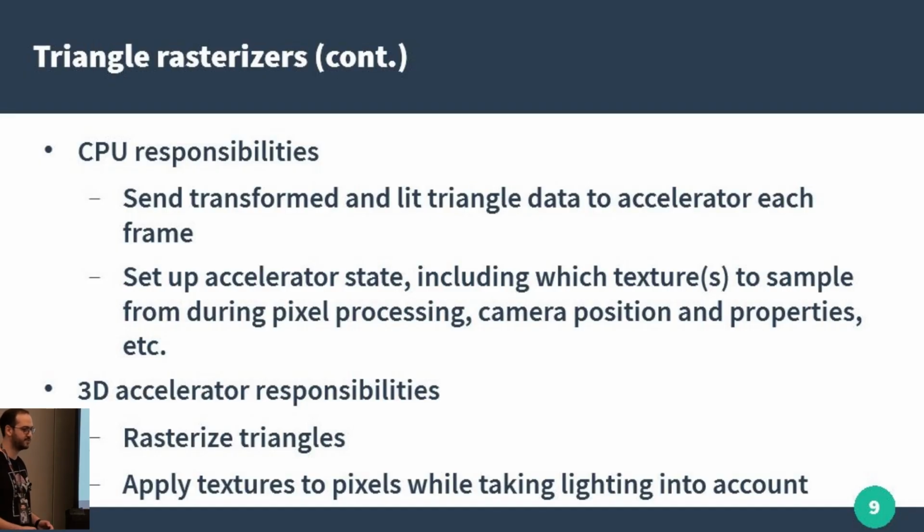The CPU, every frame, has to transform and light the triangles, and then send those transformed triangles to the accelerator every frame, and then set up the state of that accelerator, which is stuff like what textures are we using, what's the fog density, where are the lights, what's the camera frustum, what's our aspect ratio, things like that. And then the accelerator is only responsible for rasterizing the triangles, that is determining the pixel coverage, and then applying the textures to the pixels while taking the lighting into account.